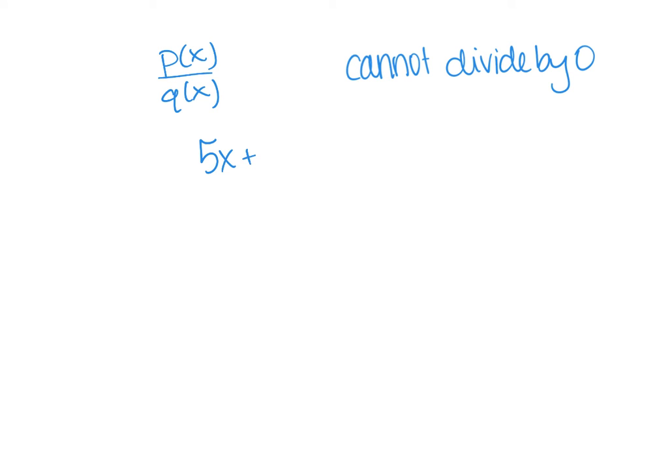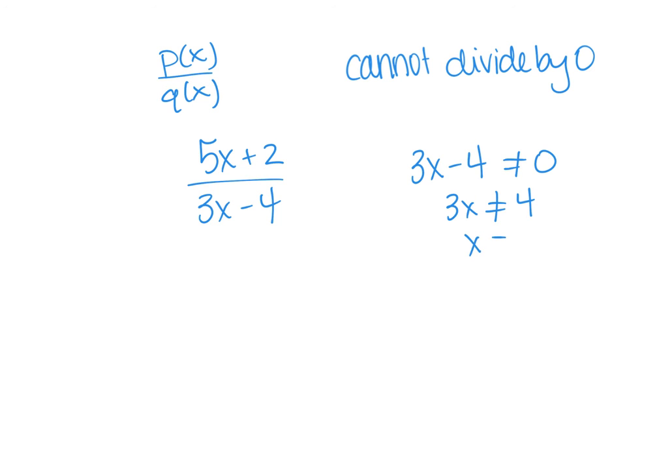So let's say we had 5x plus 2 over 3x minus 4. So here, the only thing that matters is that this 3x minus 4 cannot equal 0. So I'll solve this equation. I'll add 4, divide by 3, and so x cannot equal 4/3. So that is the one value that would make this denominator 0 and would cause a problem. Well, if we thought about this on a number line, it's everything except for this value. So it's everything above, everything below, just not 4/3.